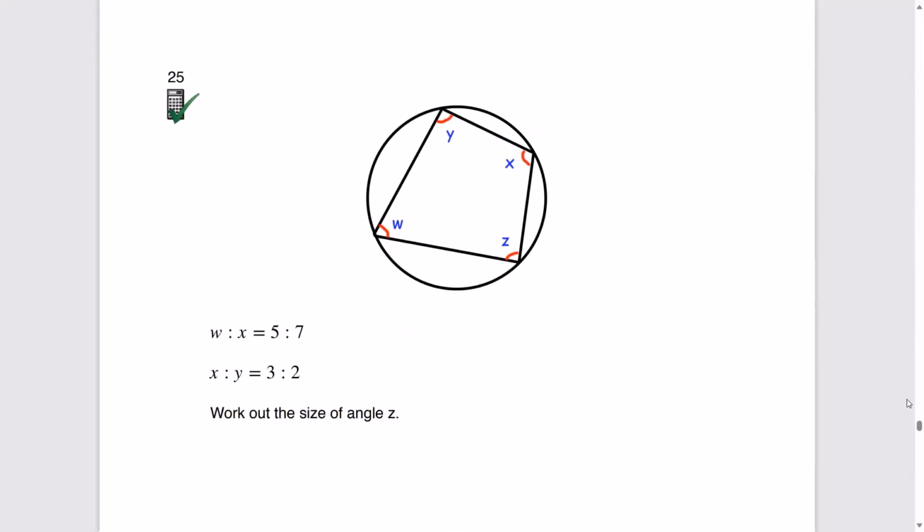And then this one, ratio. So you want to work out angle Z. The ratio of W to X is 5 to 7. And you know that if you add these two angles, W plus X, it's going to be 180. So I think what you're going to do, you divide 180 by 5. What does that give you?